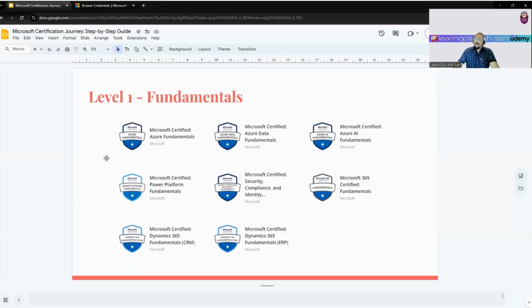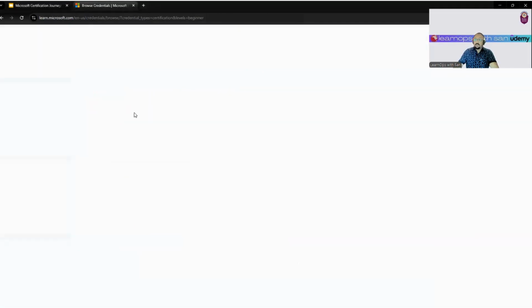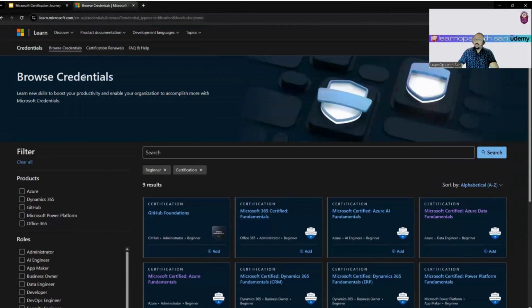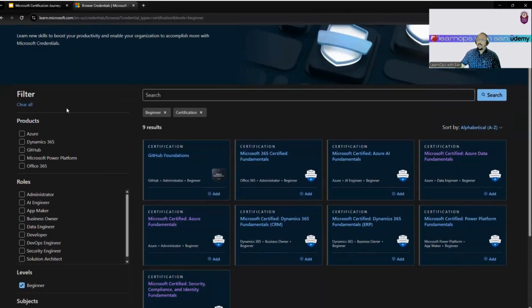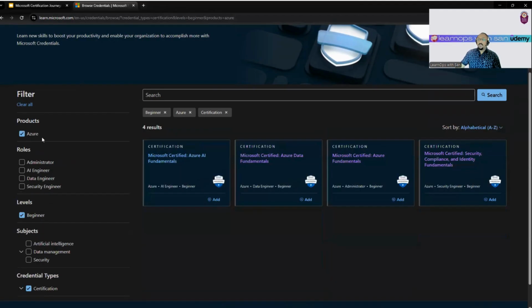So majorly, I'll say this is the block that Microsoft has to offer in fundamentals. Now, typically, most of these certifications, as you can see, I've logged in to the credentials portal in Microsoft Learn. And when I browse across it, with the filters that you see on the left, if you apply your Azure stream, you will see all this. So you have to be very particular about what kind of products you want to curate your learning path for.